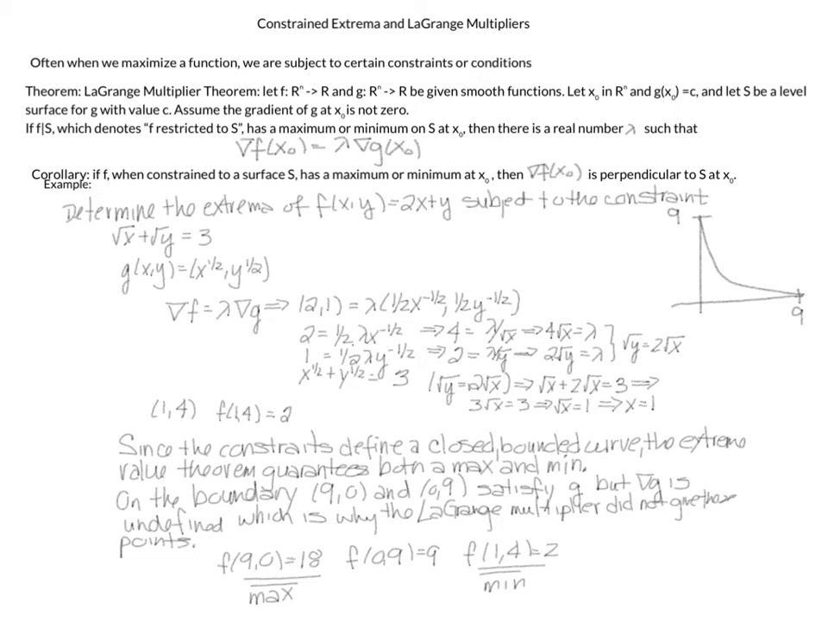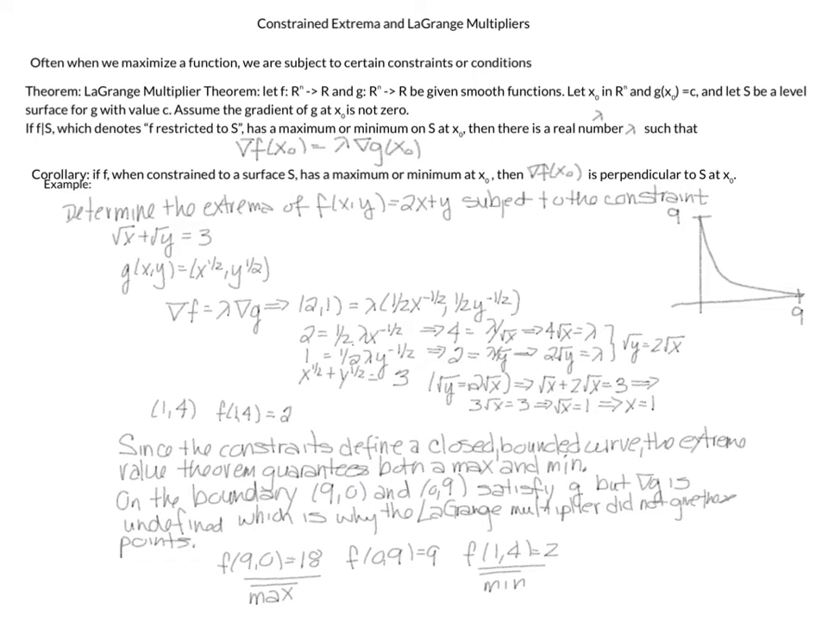But what we do know is also from the previous chapter when we talked about min and max, when you have this closed bound domain, you need to look at the endpoints. So we're going to consider 9, 0 and 0, 9. They satisfy g, and the reason why they don't show up with the Lagrange multiplier is because at that point, the gradient of g is not defined. You can see here's the gradient of g, and here x is in the denominator, so this point is not going to be defined. And here y is in the denominator, so this point won't be defined, which is why it did not show up when we did this Lagrange multiplier method.